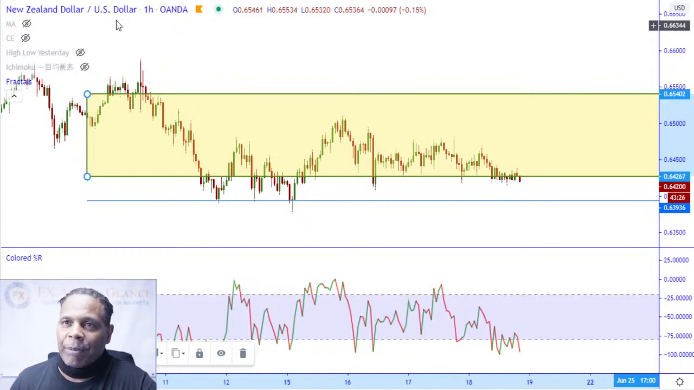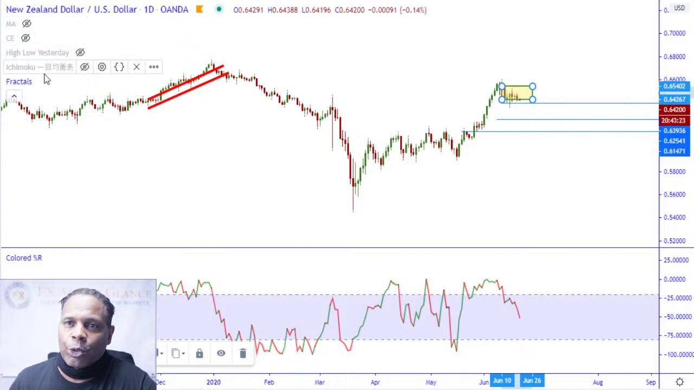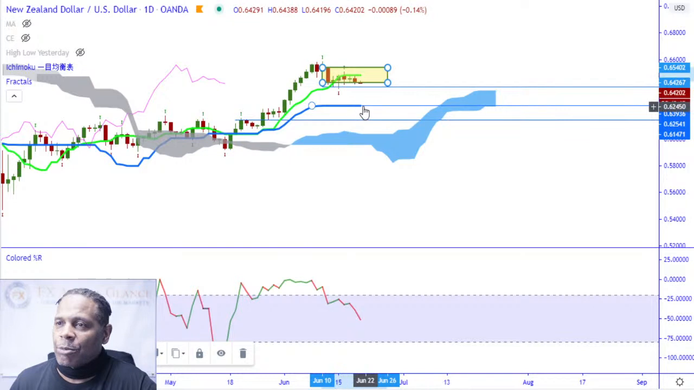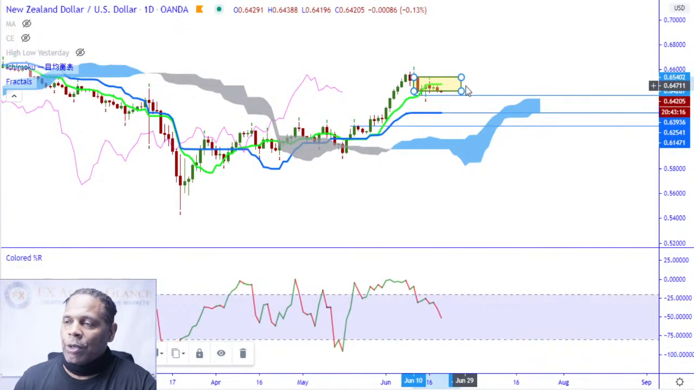Now, eventually we're going to break, right? We're going to eventually break this level because we're talking about getting down to this point for the trend to continue. All right. So that's what I'm looking at right now.